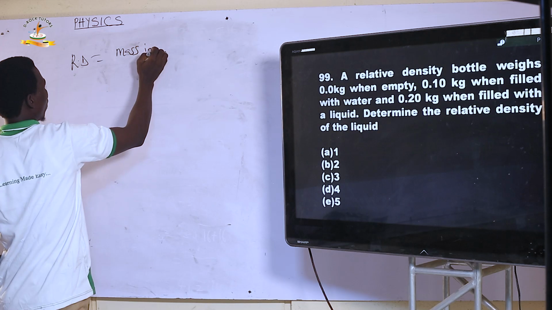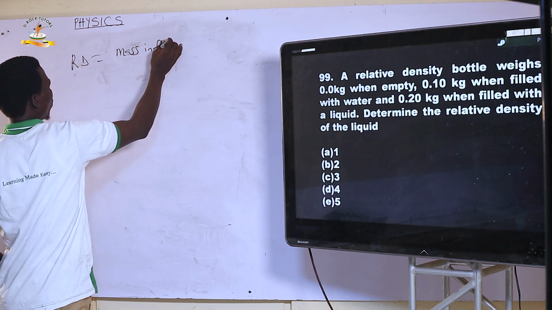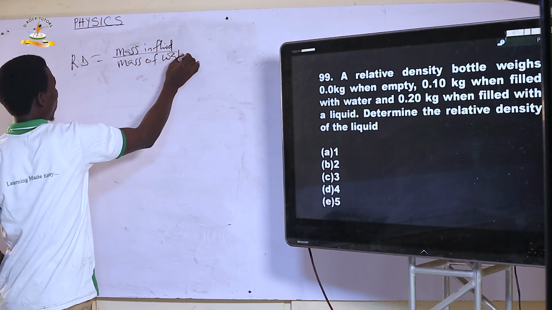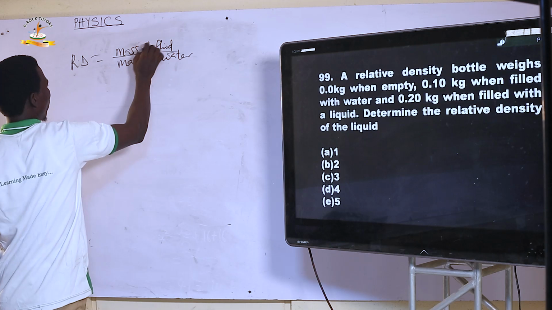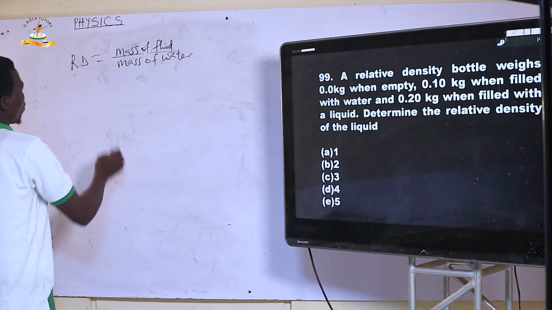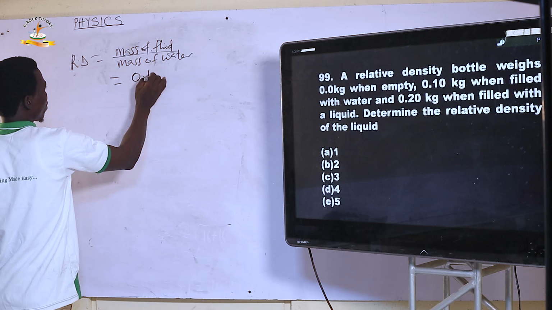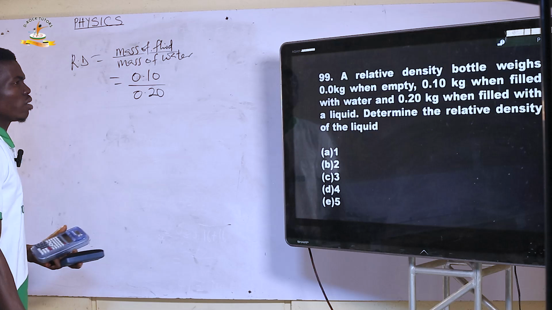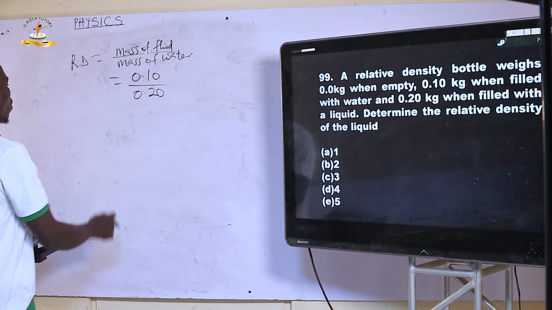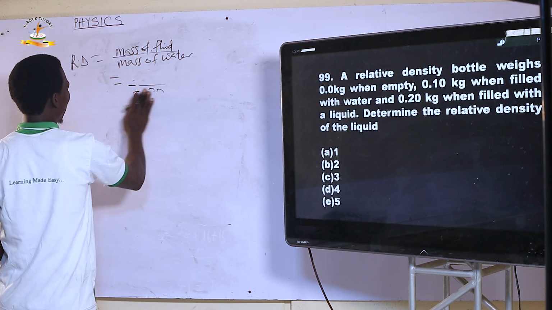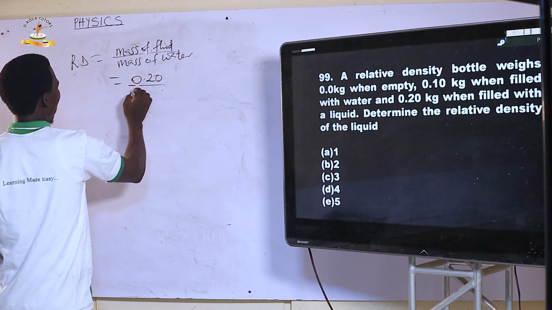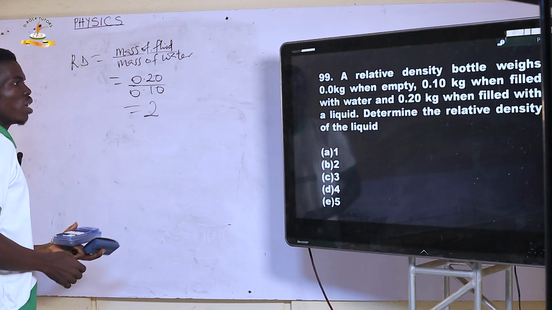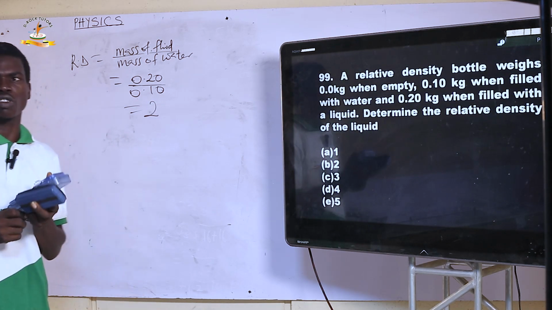So relative density equals mass of fluid over mass of equal volume of water. And when you check that, it gave us 0.20 all over 0.10, because kilogram cancels kilogram. The mass of water is 0.10 and the other one is 0.20, so it is 0.20 over 0.10, and this will give 2. So the relative density of the liquid is 2. So the correct option is option B.